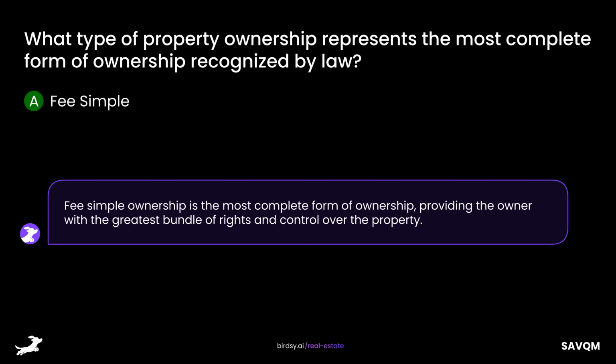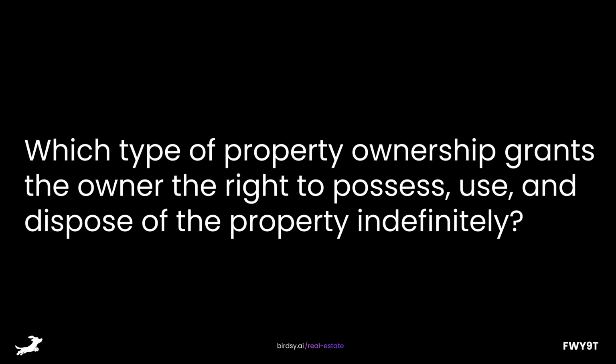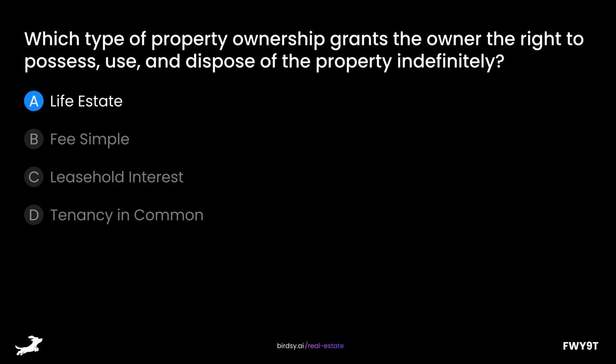Fee simple ownership is the most complete form of ownership, providing the owner with the greatest bundle of rights and control over the property. Which type of property ownership grants the owner the right to possess, use, and dispose of the property indefinitely? Is it A, life estate, B, fee simple, C, leasehold interest, or D, tenancy in common? The answer is B, fee simple.